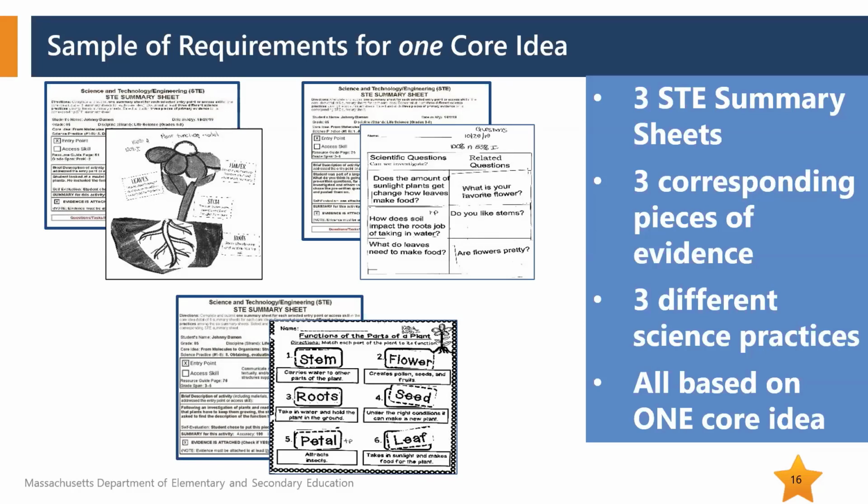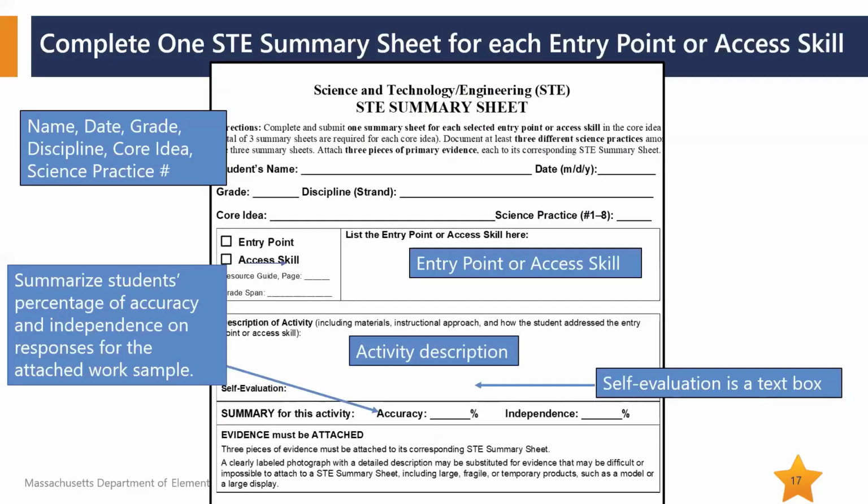For each of the disciplines you chose, it should have what's right there on the side for you. Okay. All based on 1 core idea. And this is the summary sheet. You can see how it has the student's name, date, grade, the core idea that you chose, the science practice that you chose when you chose your entry point or access skill.